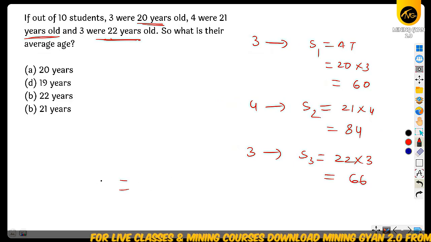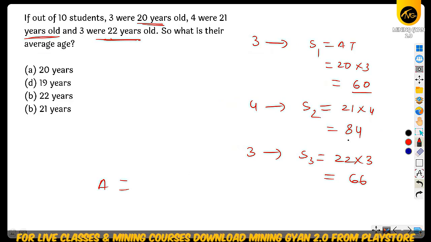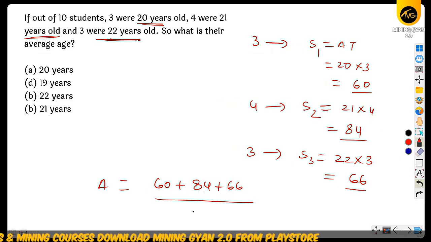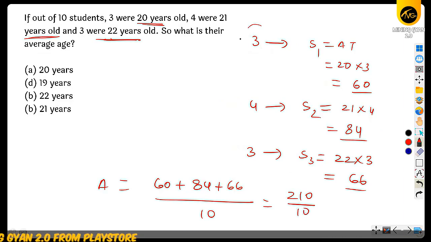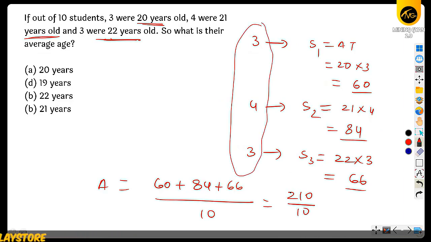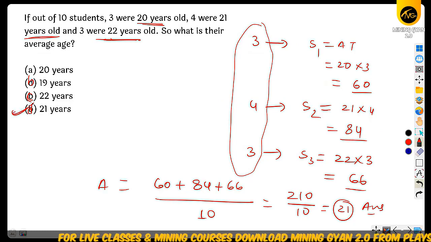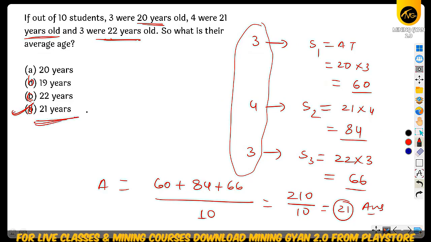Now just add all these ages: 60 plus 84 plus 66. So 144 and 66 is 210. So 210 divided by 10, because we have 10 students. Correct. So divided by the total number of elements, which is 10. So 210 divided by 10 is 21. So the answer is option D. Option D is the correct answer. 21 years.